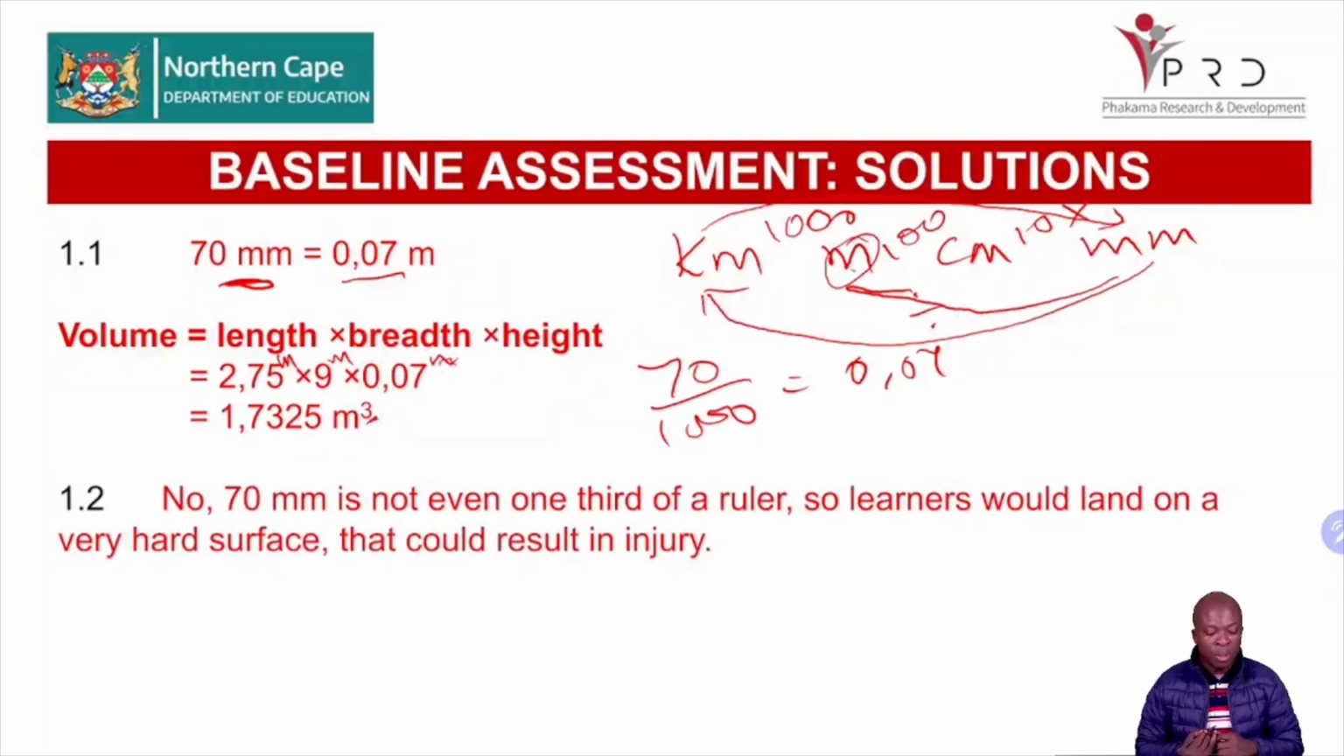So 1.2, the question was, is the sand in the pit enough to ensure that learners do not get hurt? It was a question that the examiner was asking you, meaning we expect you to express yourself. So it's only 70 millimeters high. I said no, it is not even a third of a ruler. So learners will land on a very hard surface that could result in injury. You may not be able to write the same sentence like I am showing you here, but the amount of sand in the pit is very little. So you can just say, no, it is not enough. It is not high enough. So learners can end up getting hurt.